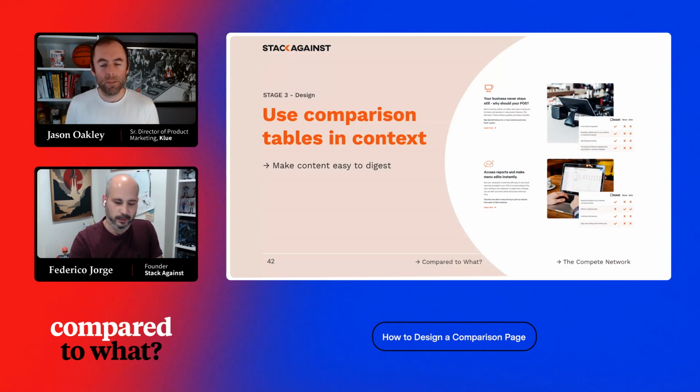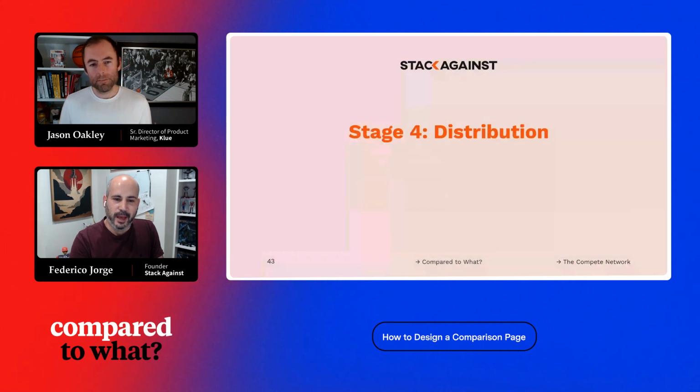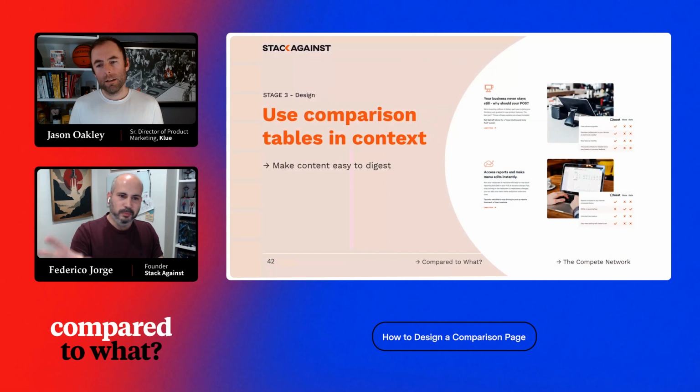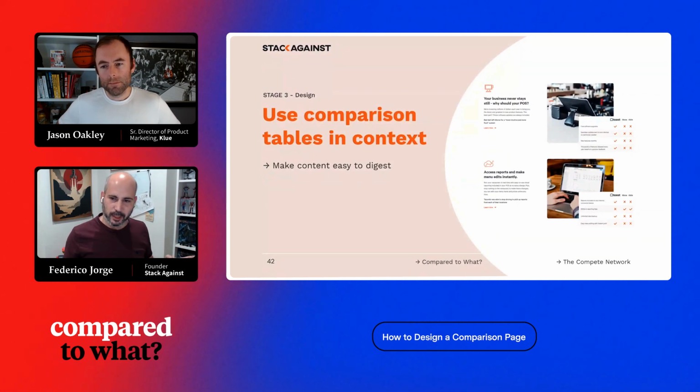Yep, exactly. Okay, and then we're going to move on to distribution. Those are a few tips on how to design comparison pages. Probably you might think, oh, those weren't too many tips, but you can follow the standard guidelines for design when it comes to comparison pages. This is where I really try to narrow this down to very specific issues that you might encounter when you're designing these comparison pages. The rest, as long as you follow your best practices, then you're going to be good in terms of design.